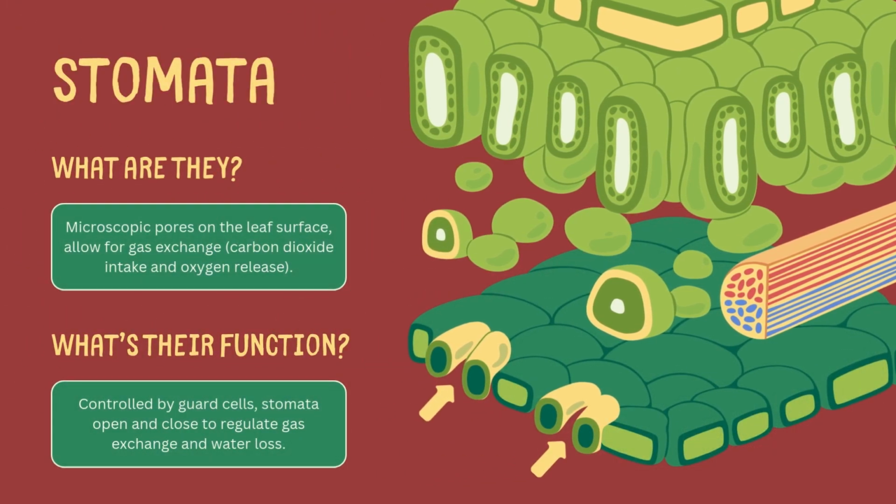The last part is stomata. These are microscopic pores on the leaf surface, allowing for gas exchange, carbon dioxide intake and oxygen release. Controlled by guard cells, stomata open and close to regulate gas exchange and water loss.